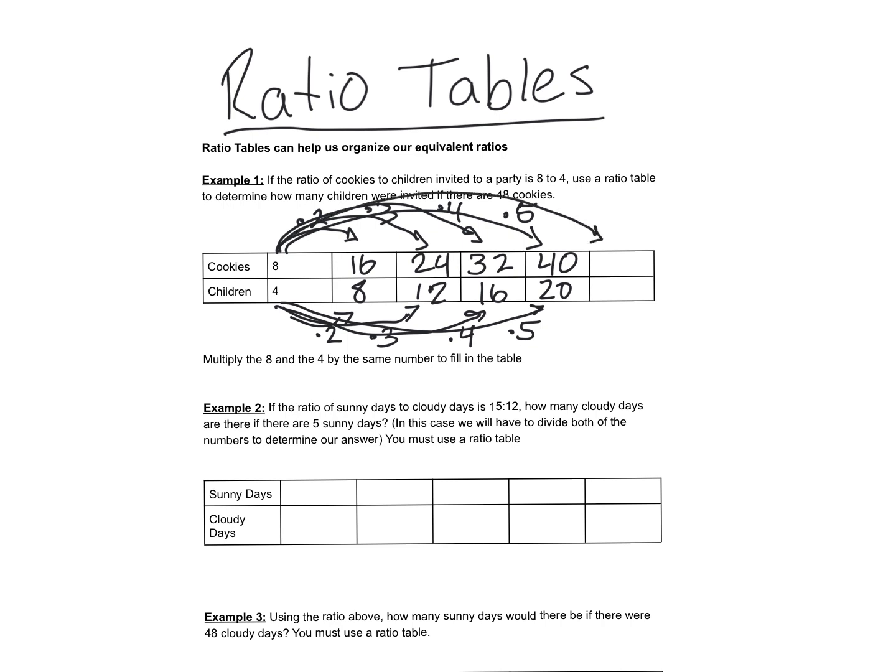Multiply 8 times 6 and I get 48. Multiply 4 times 6 and I get 24. So then I look and try to answer my question. This asked how many children were invited if there were 48 cookies. So I look to my ratio table at my cookies row, and I see that 48's here. And so for 48 cookies, there are 24 children. So 24 children were invited.